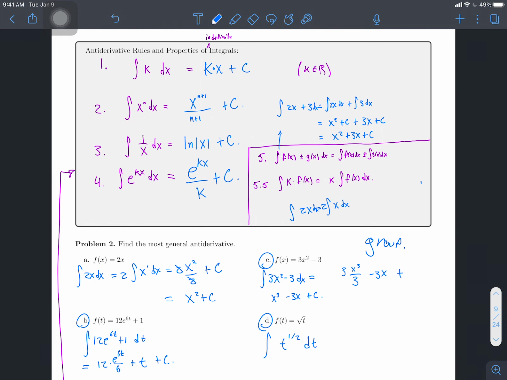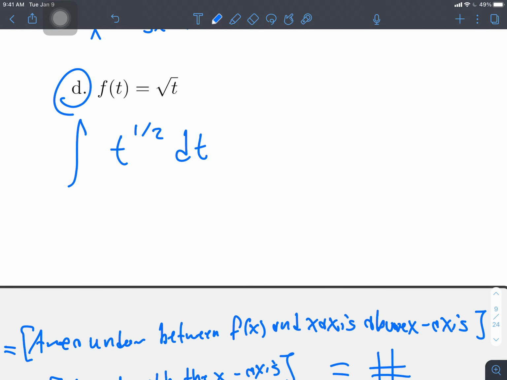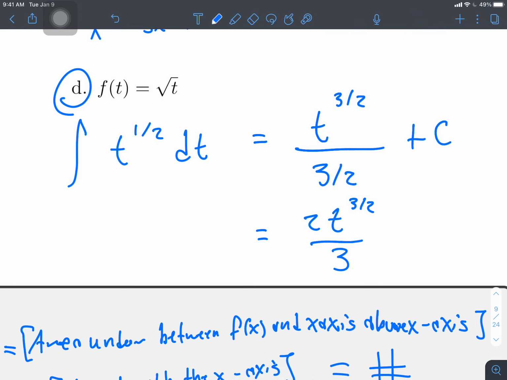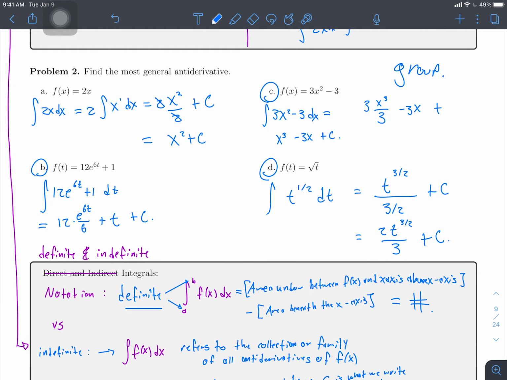Rule number 2. Thanks, Gino. So I know that I need to raise that power by 1 and divide by the new power. Well, that just means I do t to the 3/2, and I should divide by 3/2, and I add c, of course. So I get 2t to the 3/2 divided by 3, because dividing by 3/2 is the same as multiplying by 2/3. So I get 2t to the 3/2 divided by 3 plus c. Any questions on these 4 problems that we did for the group work?